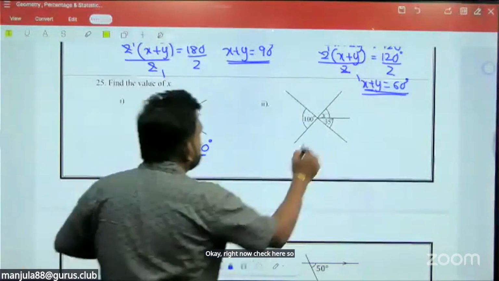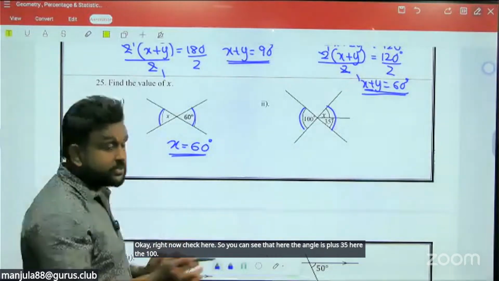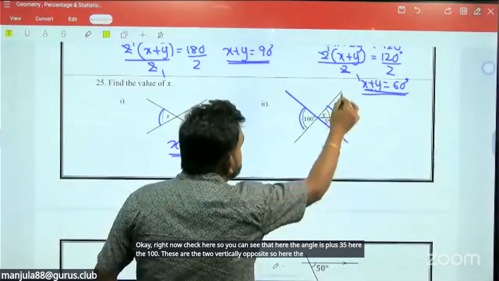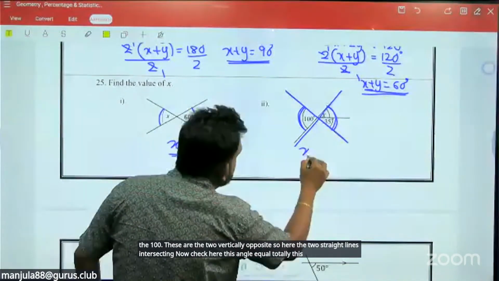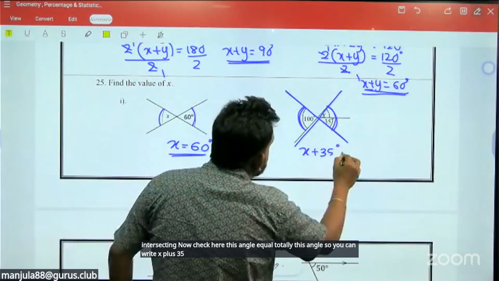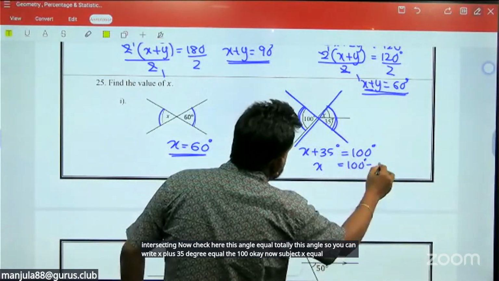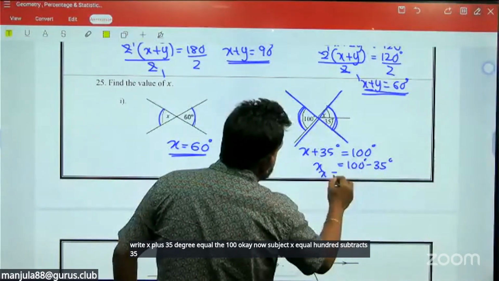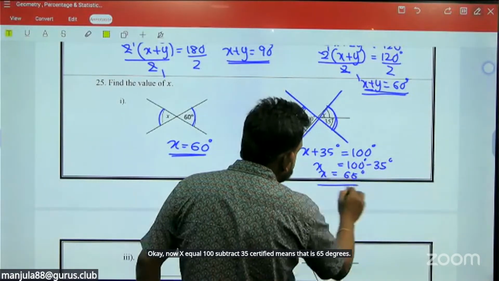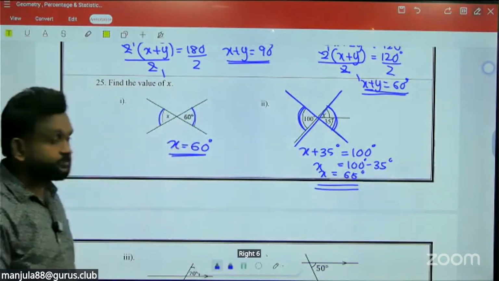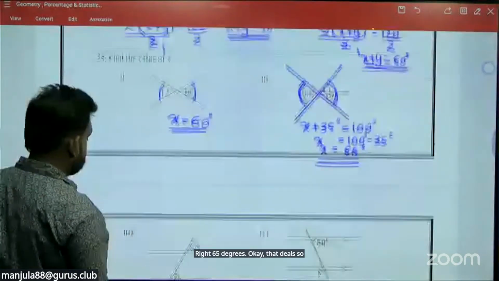So you can see that here the angle x plus 35, and here the 100. These are the two vertically opposite angles. So here the two straight lines intersect. Now check here, this angle equals this angle. So you can write x plus 35 degrees equals 100. Now, making x the subject, x equals 100 subtract 35. So x equals 65 degrees. Right, 65 degrees. Okay, that deals with the vertically opposite angles.